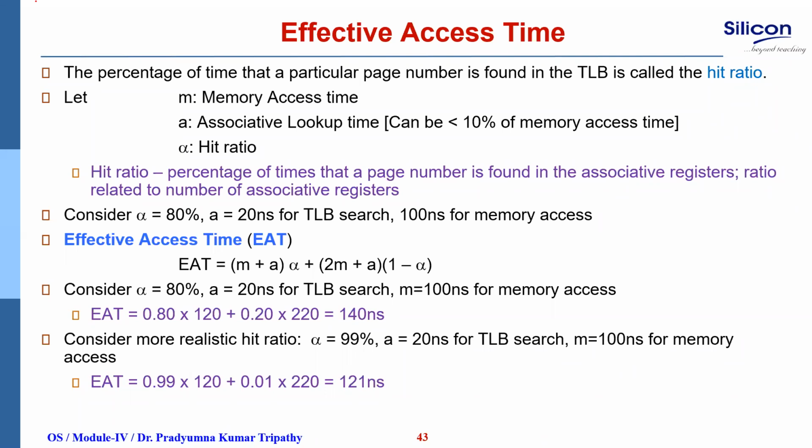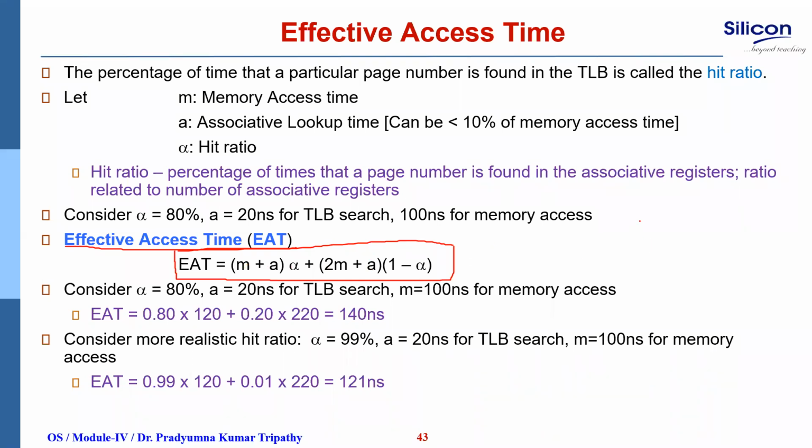M is the amount of time to access from the main memory. A is the amount of time to access from the TLB. Alpha is the hit ratio. Then the effective access time can be computed with this formula. The formula you remember: EAT, effective access time, is (M plus A) into alpha plus (2M plus A) into (1 minus alpha).